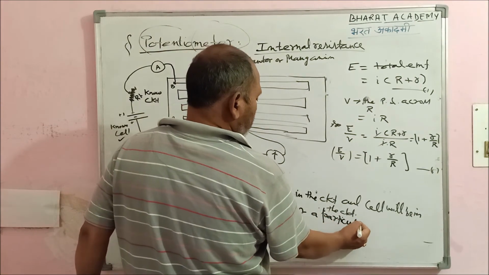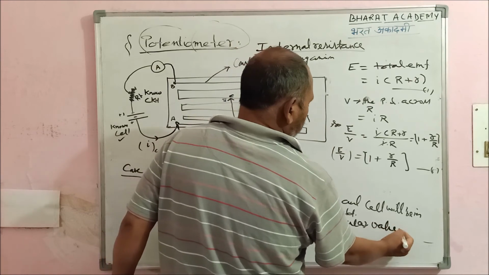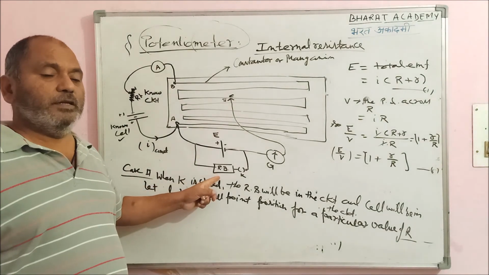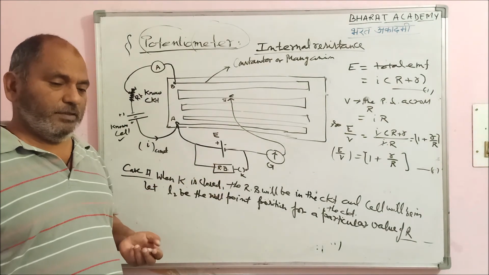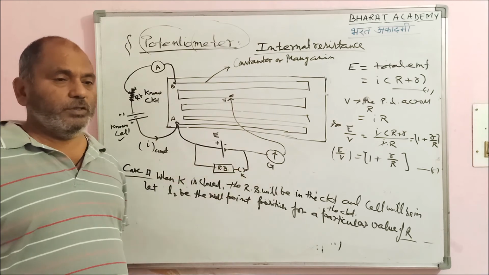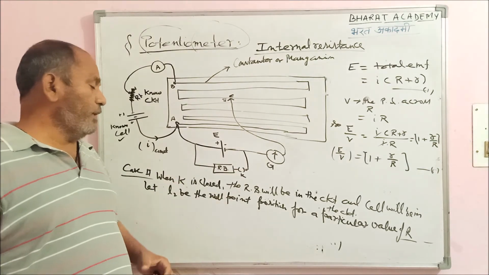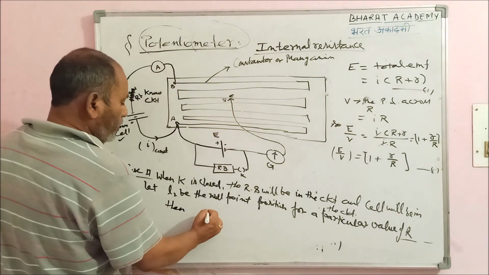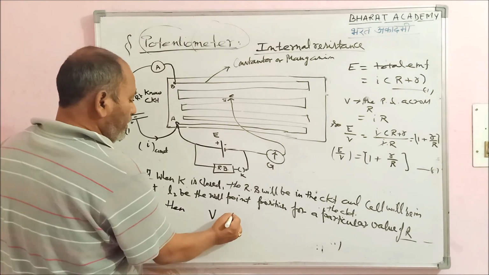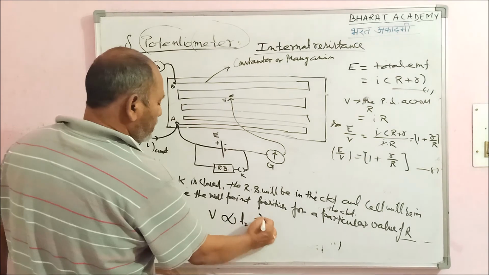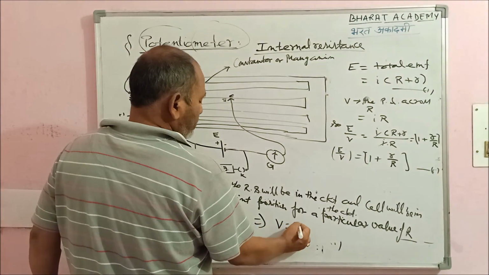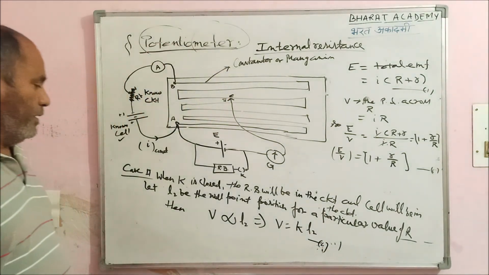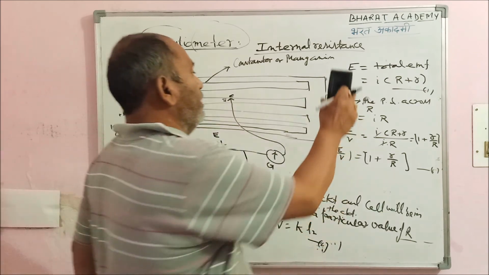Remember, a particular value of R. What does it mean? I am having an RV. RV means a variable resistor, which consists of a very large number of resistors in it. So we can apply 1 ohm, 2 ohm, 3 ohm, whatever is required. For a particular value of R, let L2 be the null point position. Then in this condition, the potential difference across this R will be directly proportional to L2, and what our principle says gives you V equal to K L2.